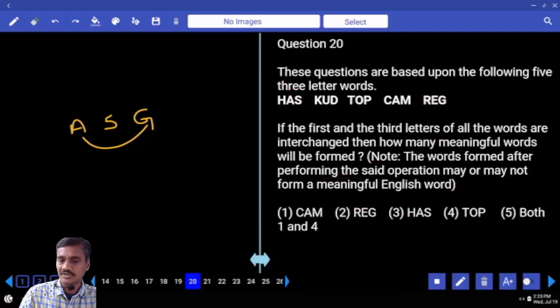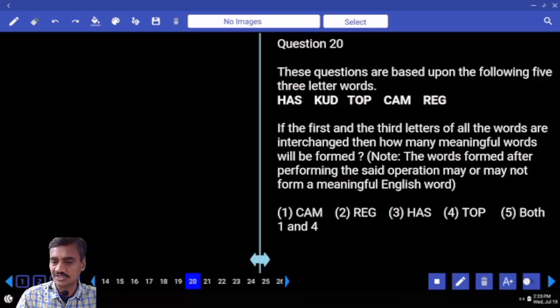The next one, 20th. Now the first and the third letters of all the words are interchanged. Then how many meaningful words can be formed? Now here SCH, DUK and POT, pot, isn't it? And POT, pot, is 1. Then what is the next one here? MAC. What do you mean by this word MAC? Now GER. Do you have any word of that type? MAC? No. Okay, it is an acronym. Now here, POT, choice 4.